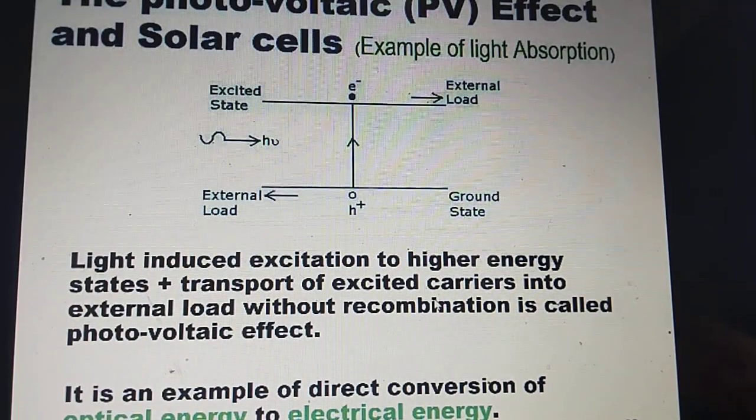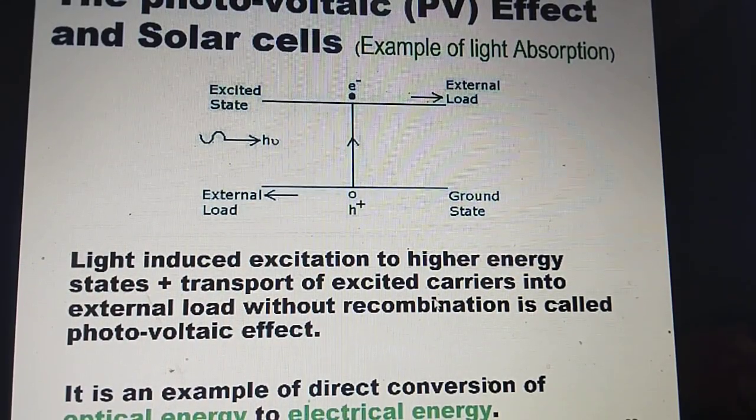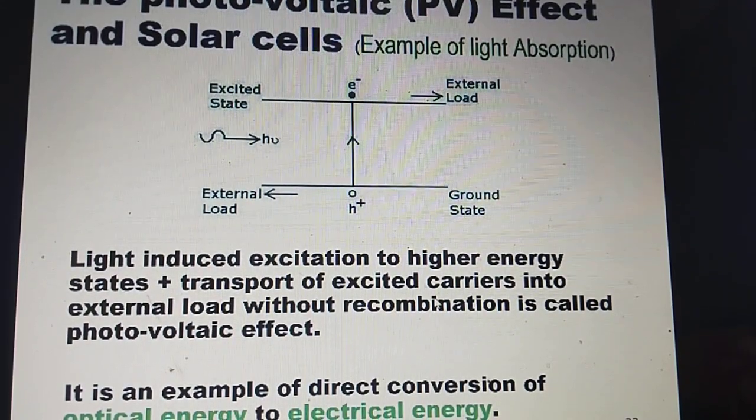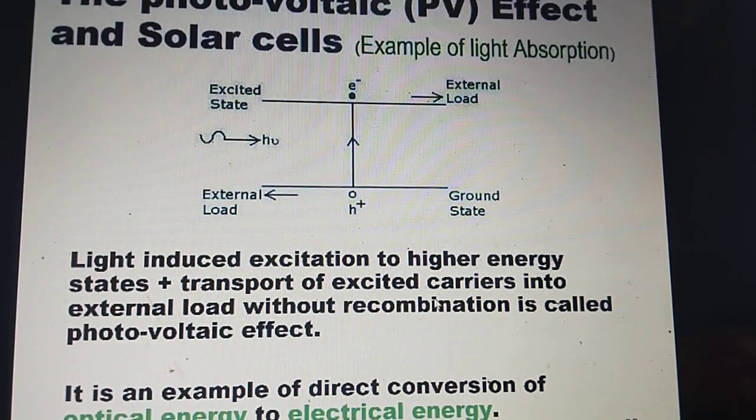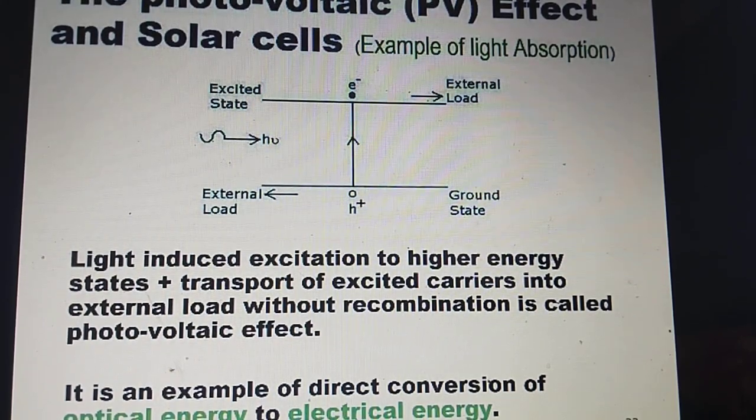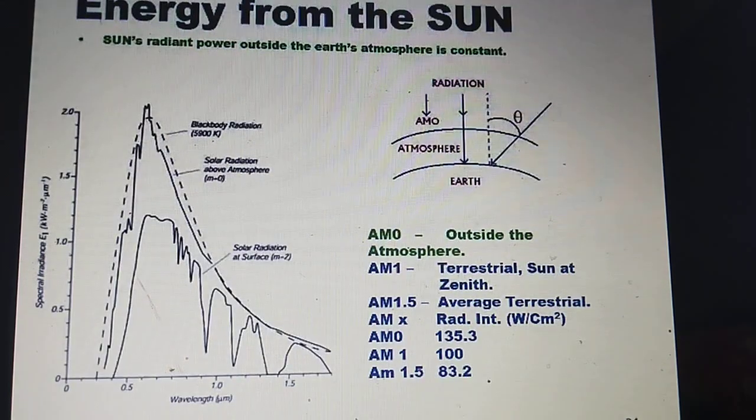It means you shine light, particles are excited, and before recombining they go to the external load and help in the flow of electric current. If this phenomenon takes place, we call it photovoltaic conversion. Photovoltaic is an example of direct conversion of optical energy into electrical energy.